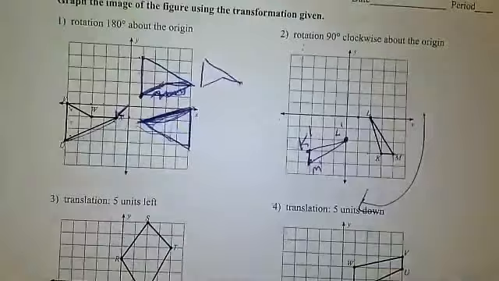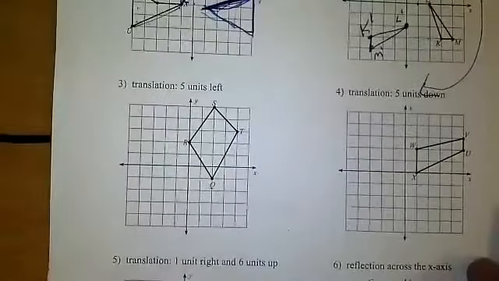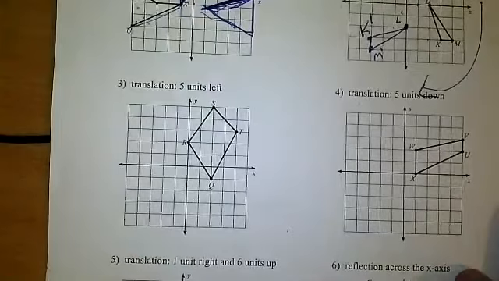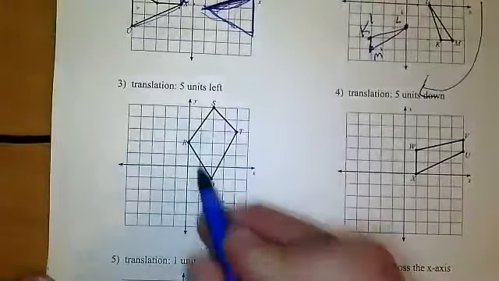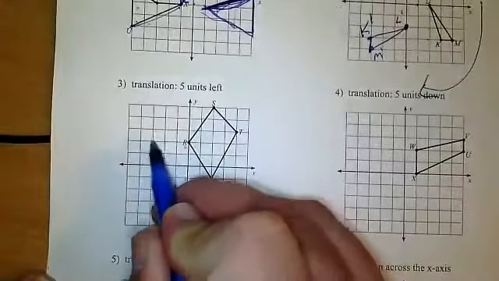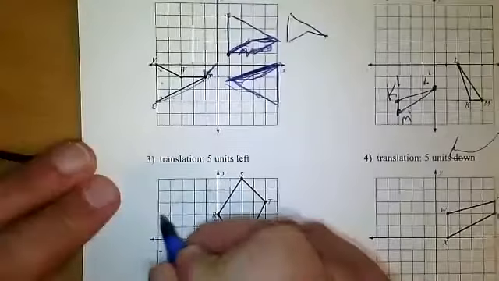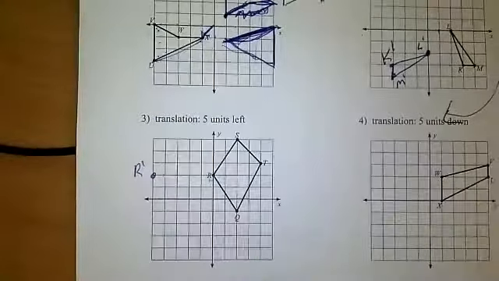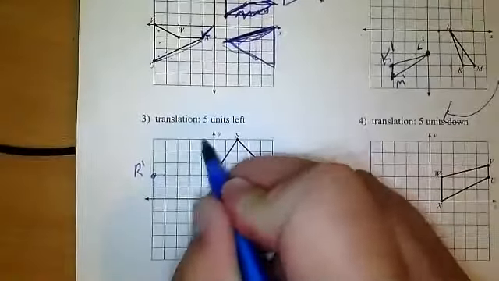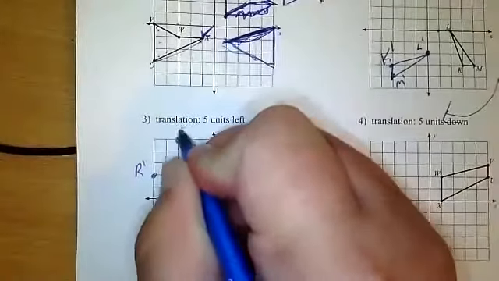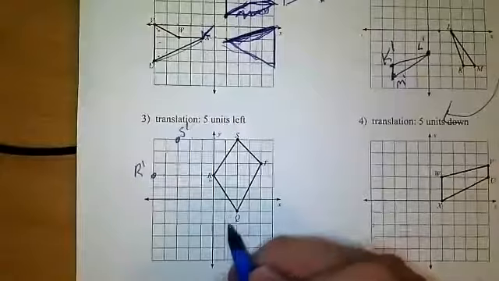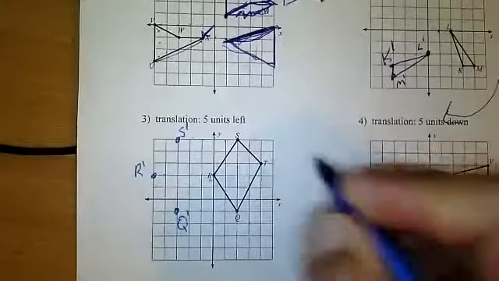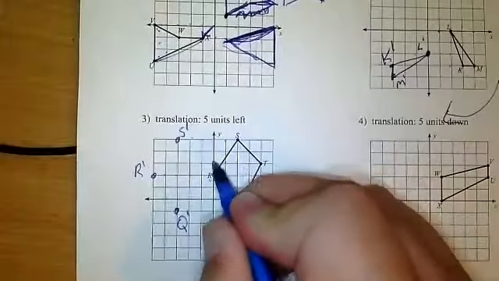Now, a translation, remember, is just a slide, right? So it's literally going to do like a line dance over to the left here is what it's saying, right? So it wants us to move at 5. So this is pretty easy, right? I started at R: 1, 2, 3, 4, 5. And this is R prime, right? S is going to move 5 to the left. 1, 2, 3, 4, 5. Q, 1, 2, 3, 4, 5. And then finally T, 1, 2, 3, 4.